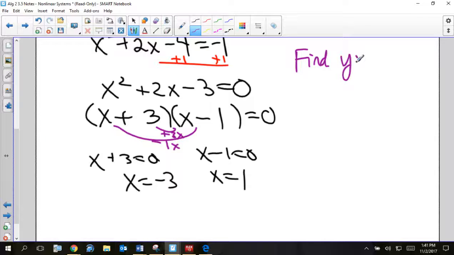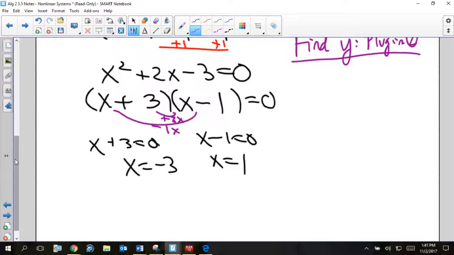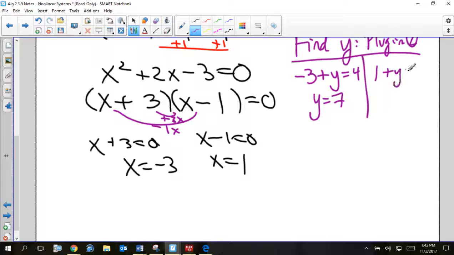So to find y, we're going to have to plug our x's into one of the equations. When you look at your two equations, which one would you like to plug these x's into? Okay, let's plug in to the second one. This should sound familiar, like we've done this before. I don't remember the equation. X plus y equals 4. Thank you. So we're going to do negative 3 plus y equals 4. So y is 7. That's one of them. The other one we're going to do 1 plus y equals 4. So y is 3.